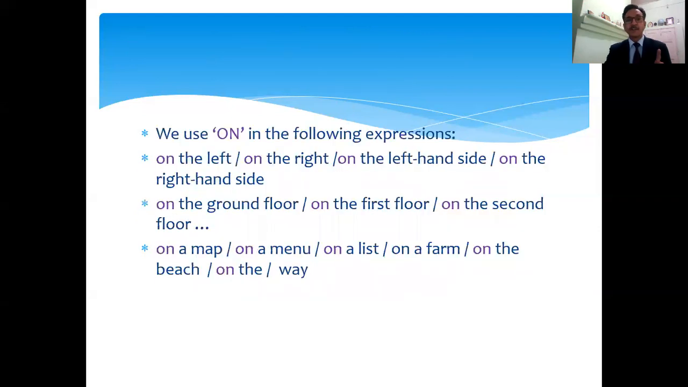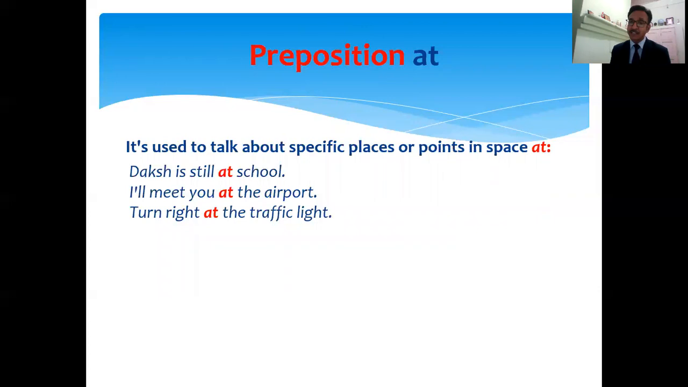Remember. We use on in the following expressions. The examples are on the left, on the right. You don't say in the right, at the right. You say on the left, on the right, on the left hand side, on the right hand side. On the ground floor, on the first floor, on the second floor. On a map, on a menu, on a list, on a farm, on a beach, on the way, on my way. So all these things are used fine with on. Remember this. Then we go to preposition at.